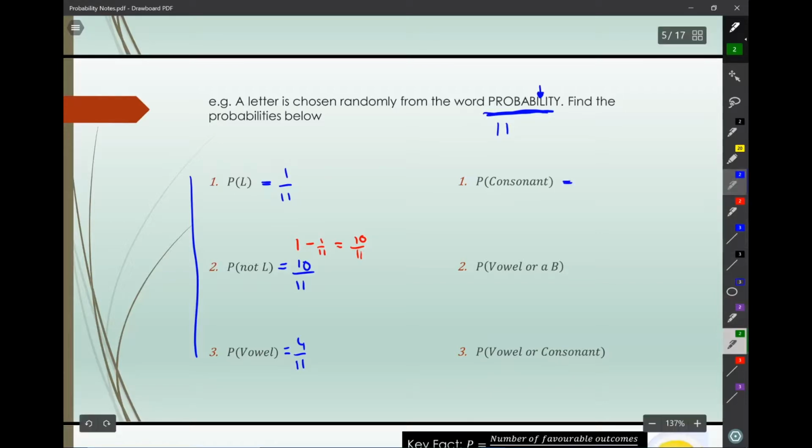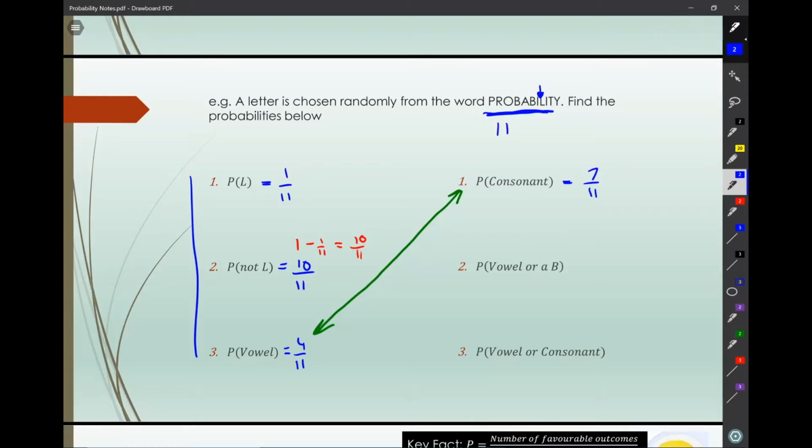So hopefully you will have recognized that these 2 form a complementary pair. So if the probability of selecting a vowel is 4 over 11, that means the probability of selecting a consonant has to be 7 over 11. Now the probability of a vowel or a B, we know there were 4 vowels from this question, and there are 2 B's, so the favourable outcomes are going to be 6 over 11.